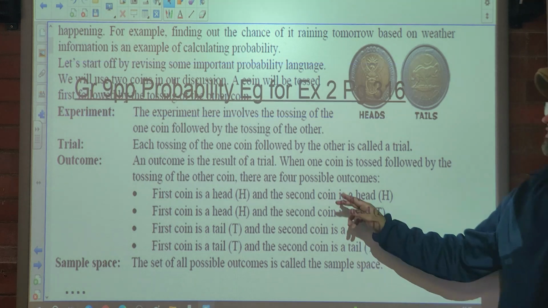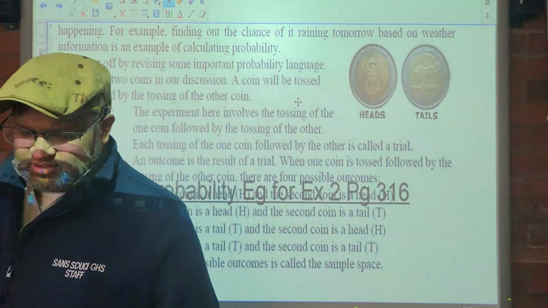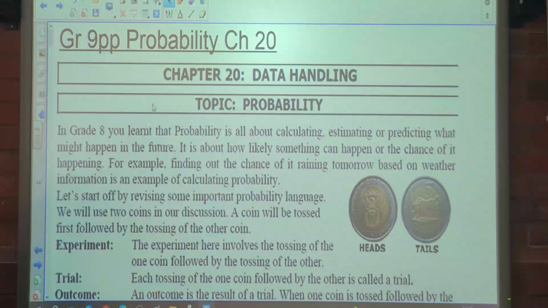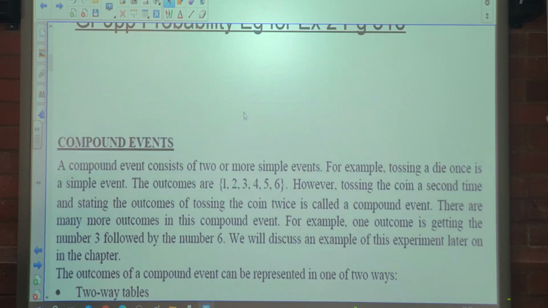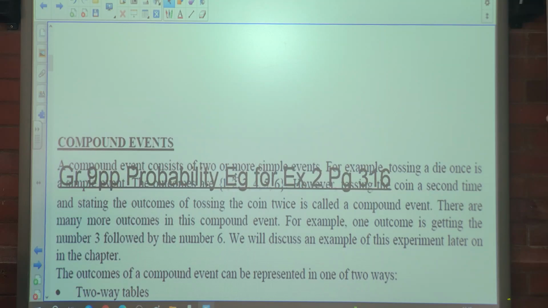Okay. Now you're going to ask yourself why we're going straight into exercise 2. Because exercise 1 deals with exactly grade 8 probability, which we discovered. So if you want the revision on this, you can find the links in the description box below.